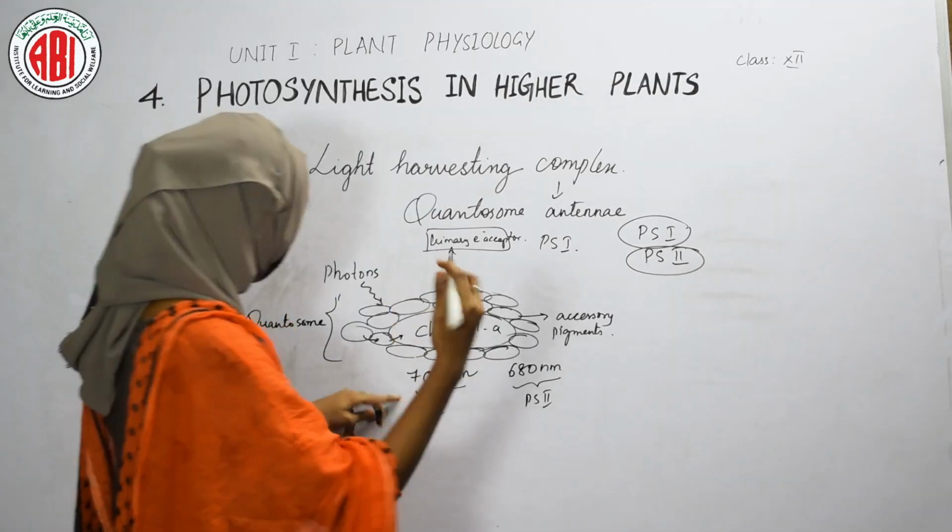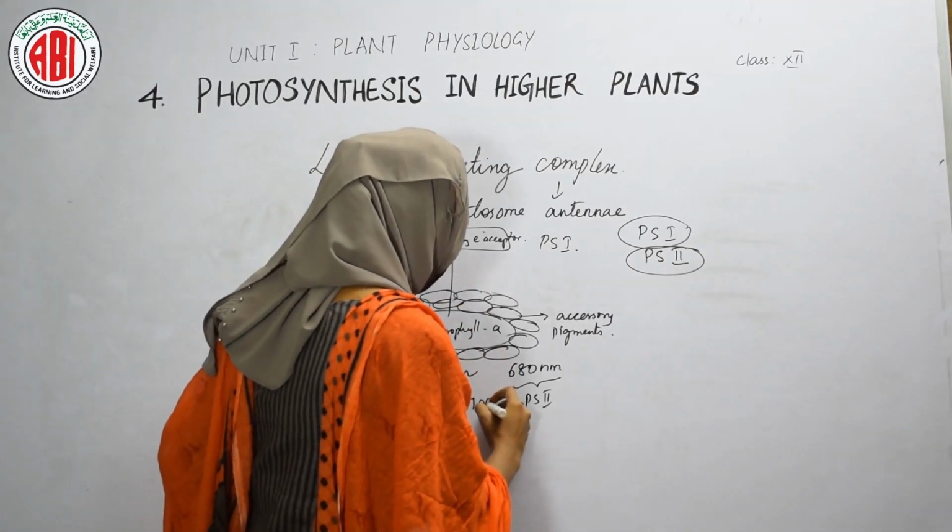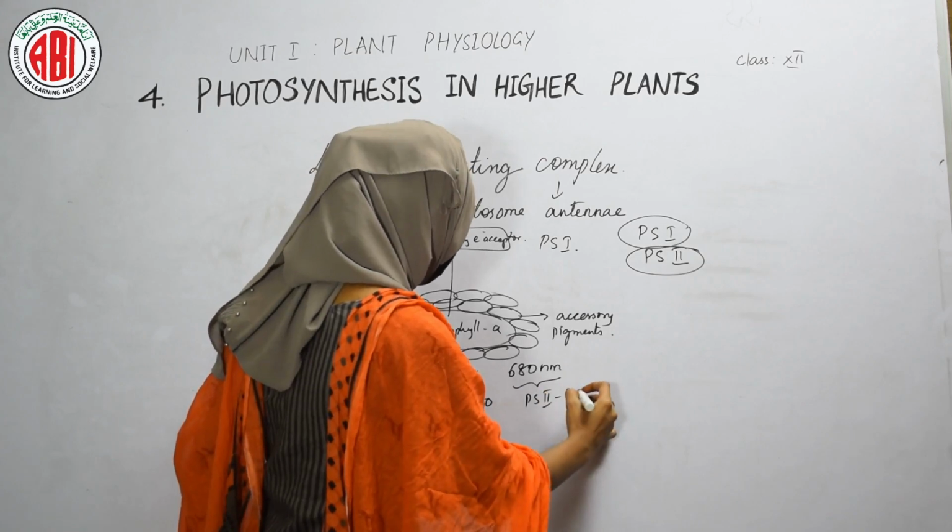Now, photosystem 1 can also be termed P700, and photosystem 2 can also be called P680.